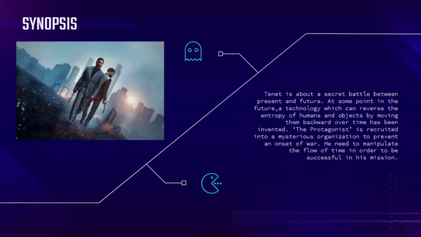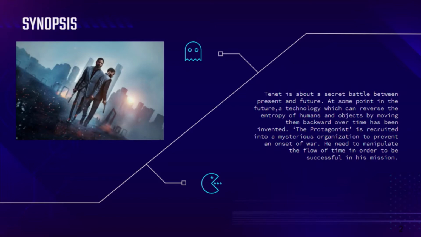I'll be talking about the synopsis of this movie, Tenet. So, Tenet is about a secret war ongoing between the present and the future. At some point in the future, mankind managed to develop a technology which allowed them to reverse the entropy of humans and also objects by moving them backward in time. So, basically it's like undoing the energy put or work done into the object, so everything is reversed.